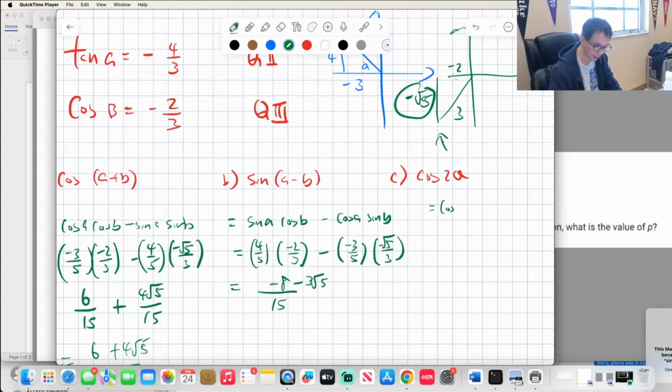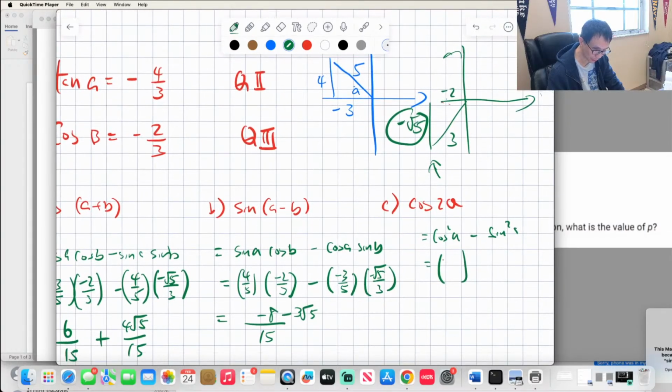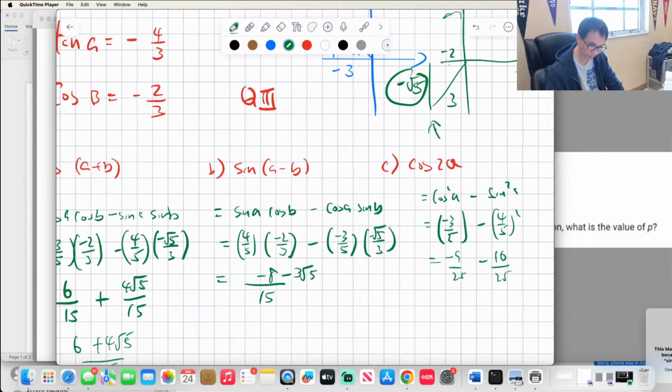Cosine 2A, same thing. This one is just going to be cosine square of A minus sine square of A. That's equal to what? A is what? Negative 3 over 5, right? And this one is 4 over 5, right? And that's equal to 99 over 25 minus 16 over 25.